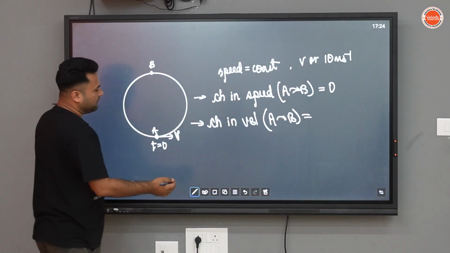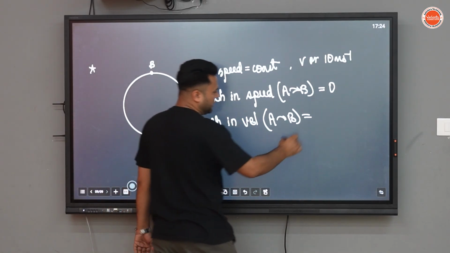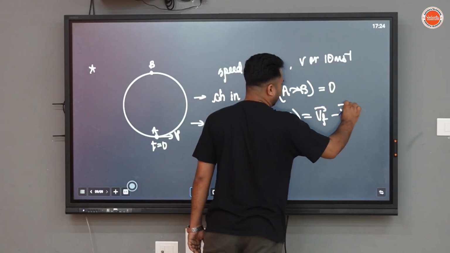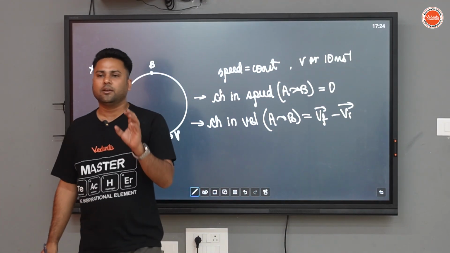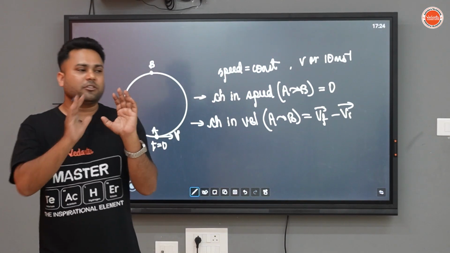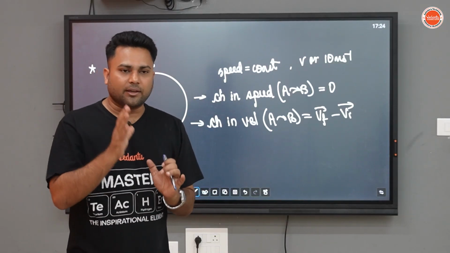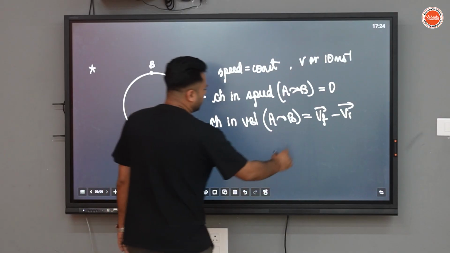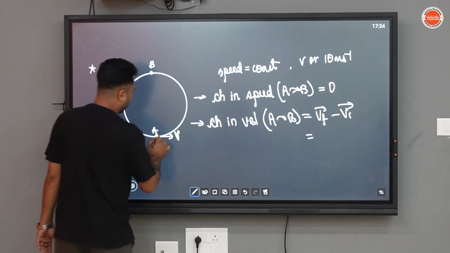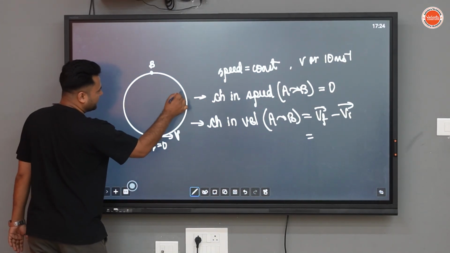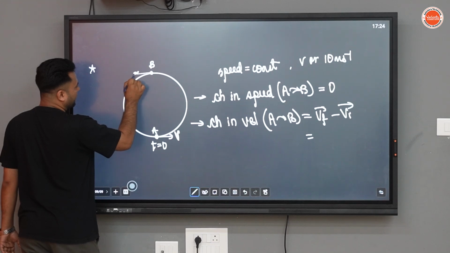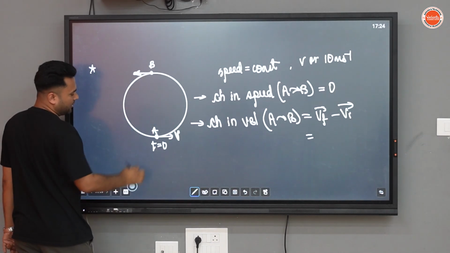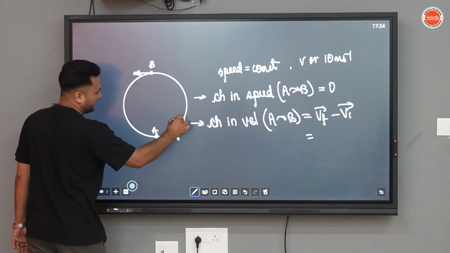So change in velocity will be final velocity minus initial velocity. I told you, whenever they are asking anything which involves a vector quantity, be careful. Velocity is a vector quantity. So what will the final velocity be? See, the direction of motion is like this. So at B, the direction will be here. This I told when I was teaching basics.